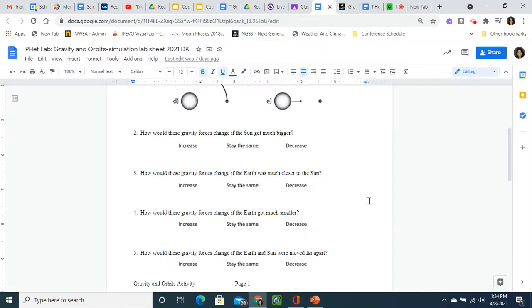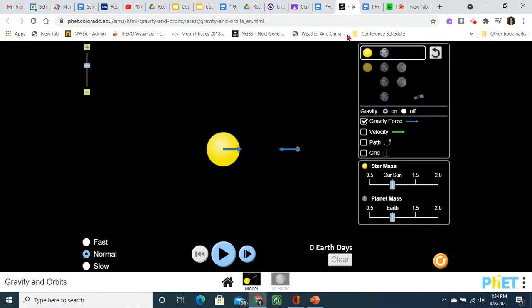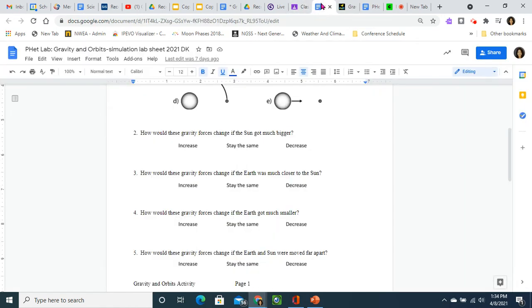Question number 4, how would these gravity forces change if the Earth got much smaller? So here's the Earth, and we're going to make it smaller. What happens to the gravitational force? Does it increase, decrease, or does it stay the same?